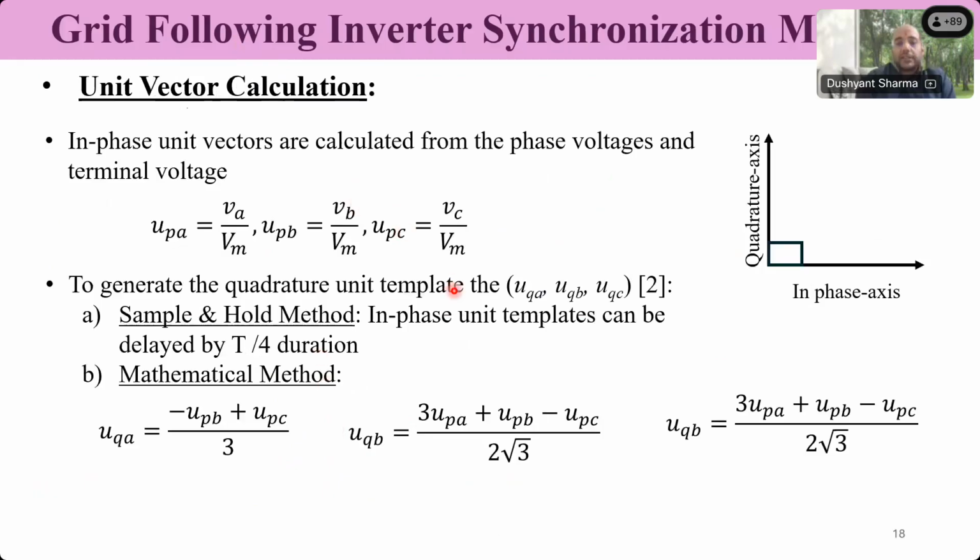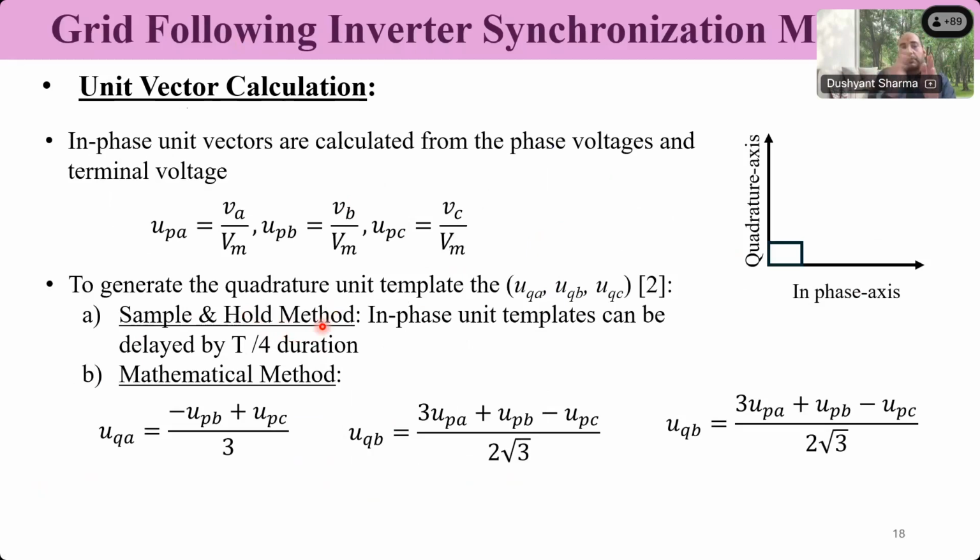So we can multiply this, and we'll get the current reference for the active power component. Now, what of the reactive power component? We have to again get a unit template which is 90 degree shifted. Now, how do we get a 90 degree shifted waveform? There are two basic approaches for that. One approach is the sample and hold method. That means you take a sample and hold it. For how much duration? You hold it for a T/4 duration. T is the time period of the waveform. If we hold it for T/4 duration, what we get is a shifted waveform.